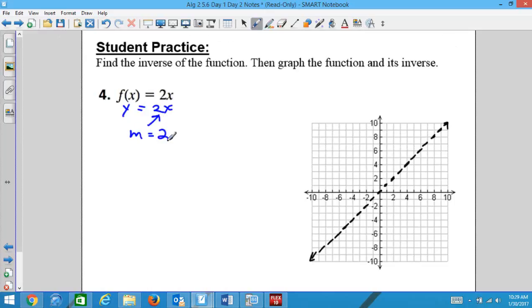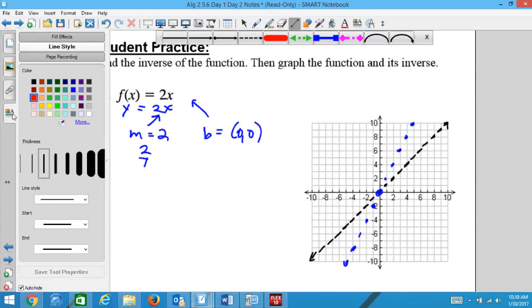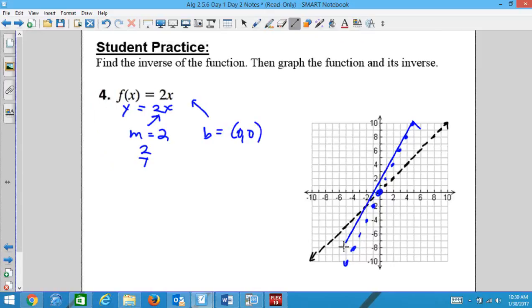So my slope is 2. That's the same thing as 2 over 1. And then what's my y-intercept? 0. Right, there isn't one, so it's 0. I mean, there is one, it's at 0. So from 0, 0, we go up 2 over 1. You could also go down to the left. Use your straight edge.